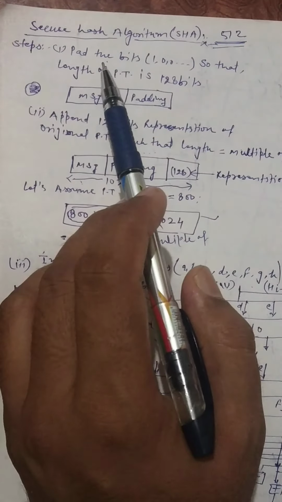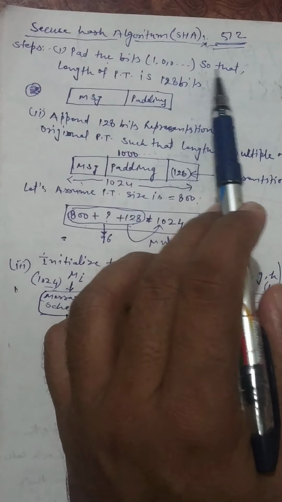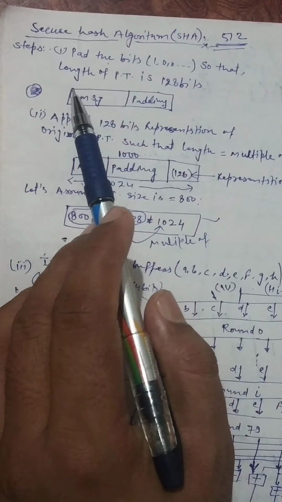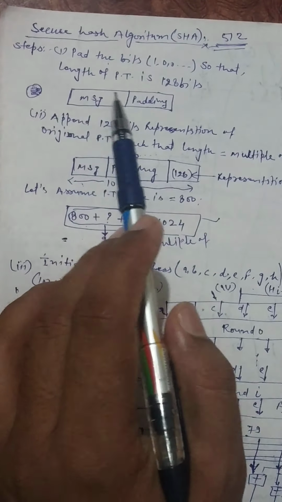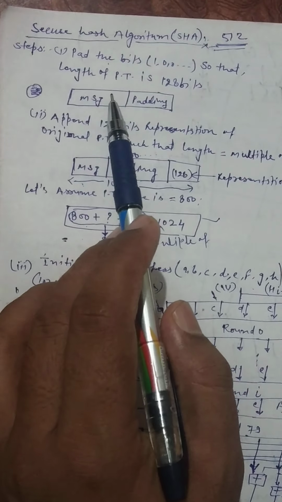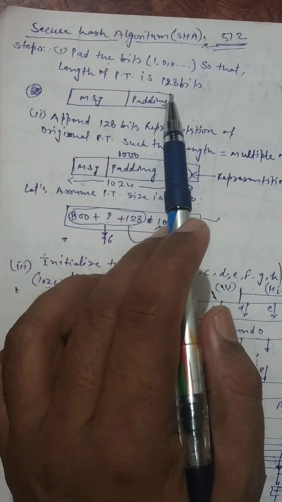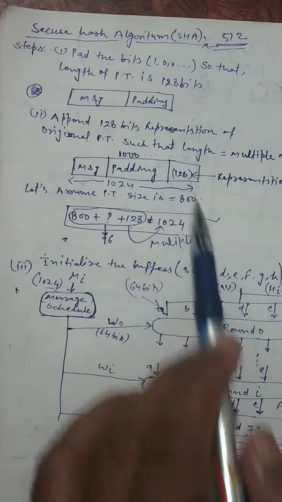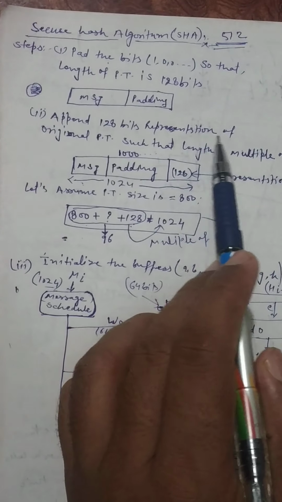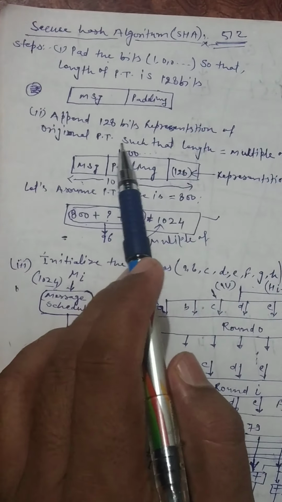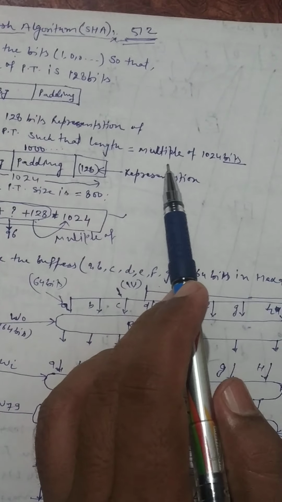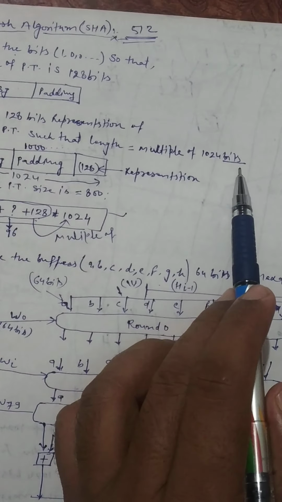The first step is to pad the bits so that the length of the plain text is 128 bits short of a multiple. So we have this information, our plain text message, and we are padding some extra bits over here. Very soon I will explain what padding is. Now append the 128 bit representation of the original plain text, such that the length of this message should be a multiple of 1024 bits.